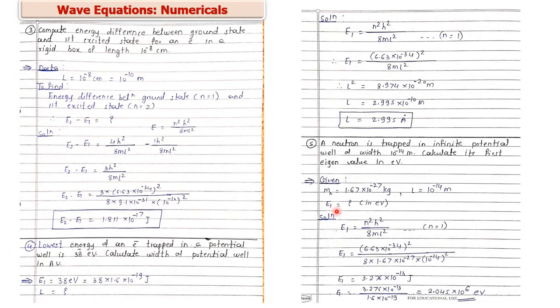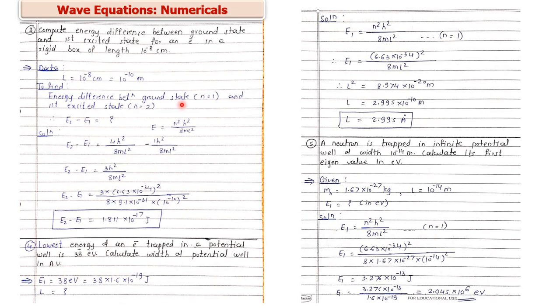Okay. Next one is compute energy difference between ground state and first excited state for an electron in a rigid box of length 10 raised to minus 8 centimeter. So L is given 10 raised to minus 8 centimeter. See again, it should be converted into what? Meter. L should be in meter. So it is converted into meter.